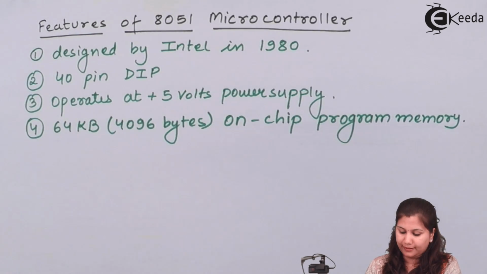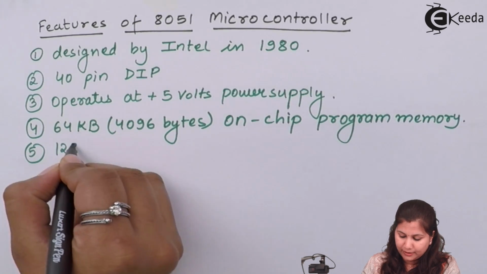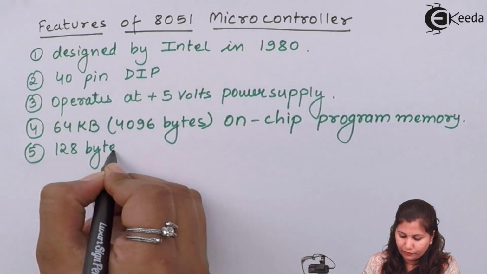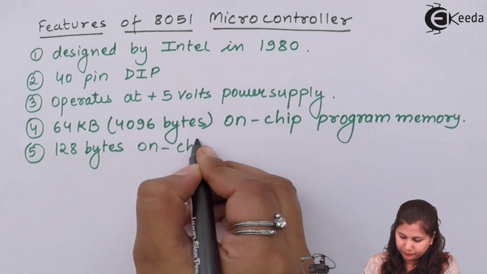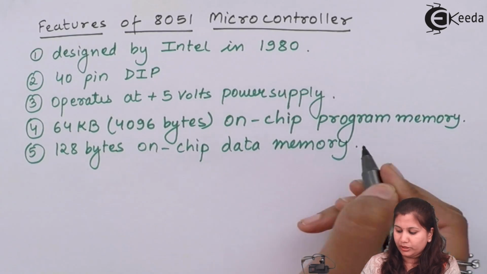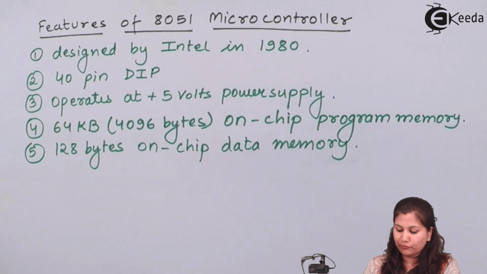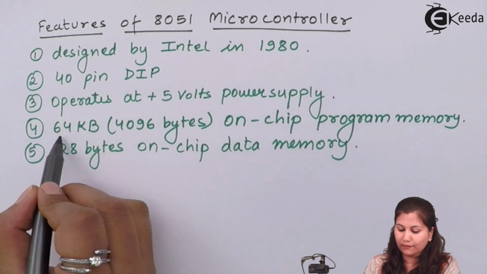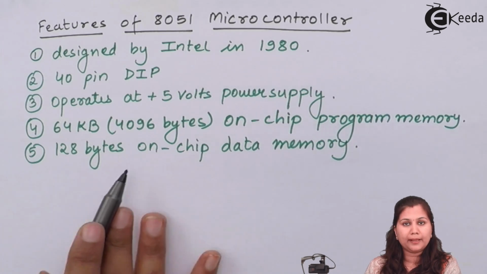is present. Also, it has 128 bytes of on-chip data memory. So this microcontroller will have program memory and data memory present on the same chip, and program memory is of 64 kilobytes and data memory is of 128 bytes.